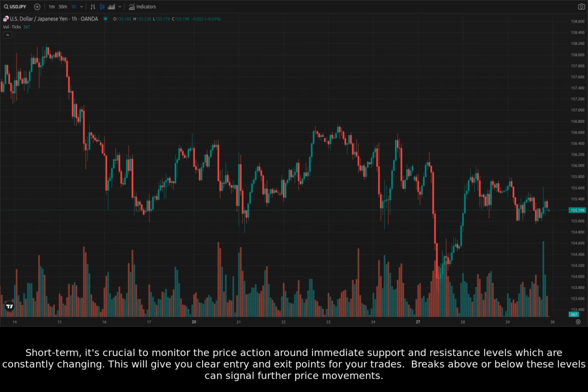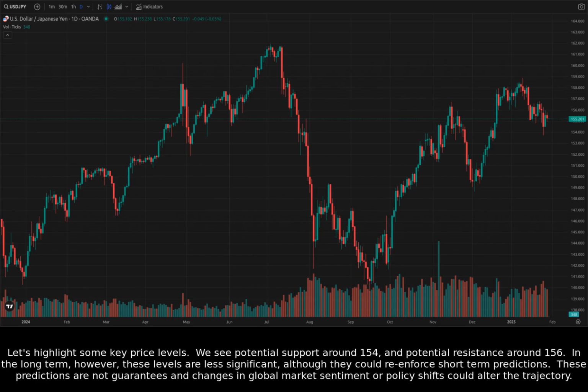Short-term, it's crucial to monitor the price action around immediate support and resistance levels, which are constantly changing. This will give you clear entry and exit points for your trades. Breaks above or below these levels can signal further price movements. Let's highlight some key price levels.